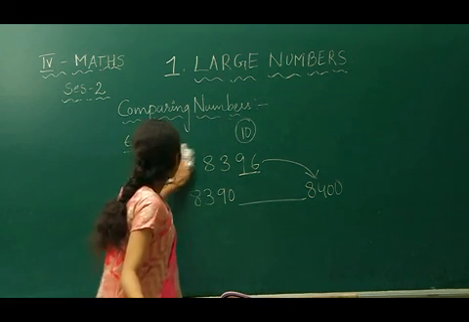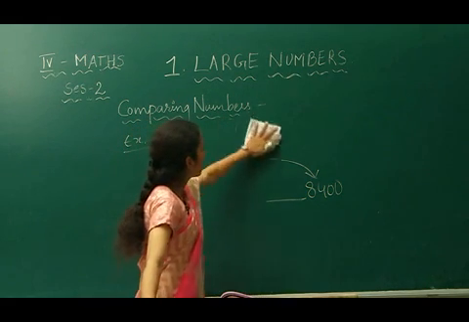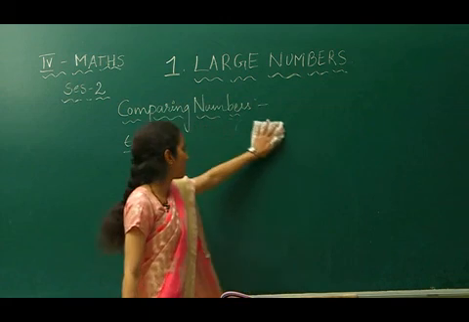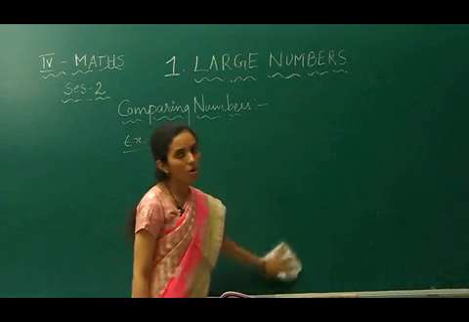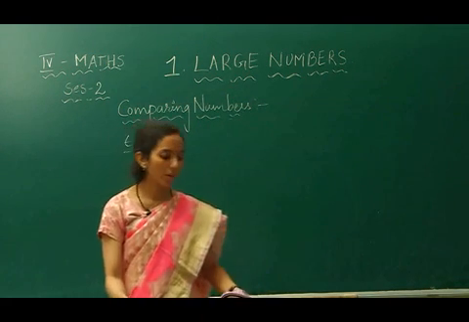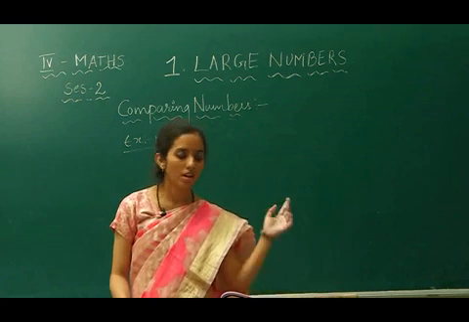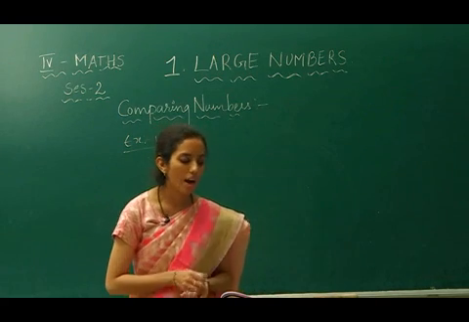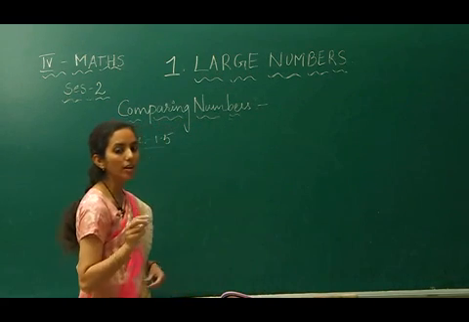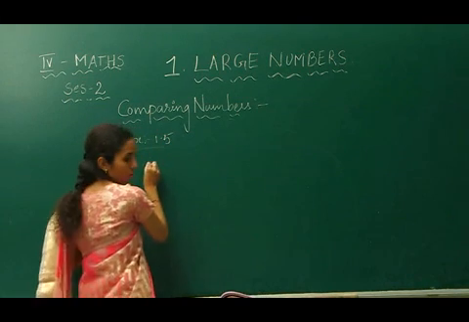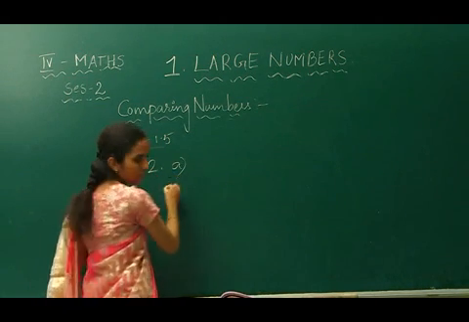Next question is rounding off the following numbers to the nearest 100. What is he asking? Round up the numbers to the nearest 100. Till now we have rounded only to 10, that means only the tens place and ones place. Now we have to round it to the hundreds place. So how do we do it? We do it in this manner.